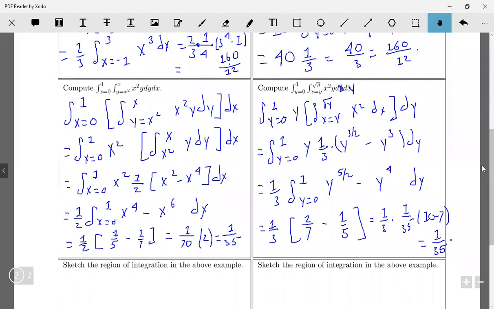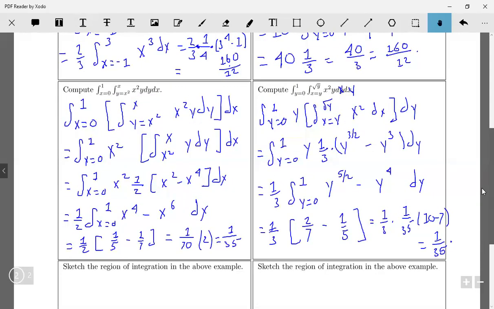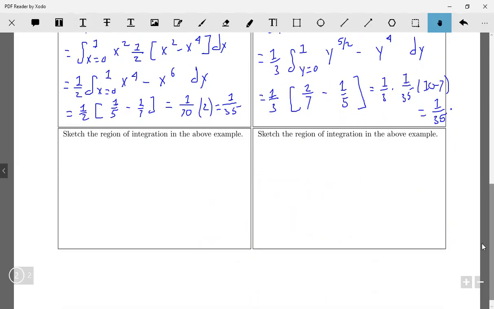So notice that in the integral on the left, the x values go from 0 to 1, and the y values go from x squared to x. So that means x is going from 0 to 1, and for every y value, y is going to go from x squared to x. So I'm just going to draw the xy plane, or draw part of the xy plane.